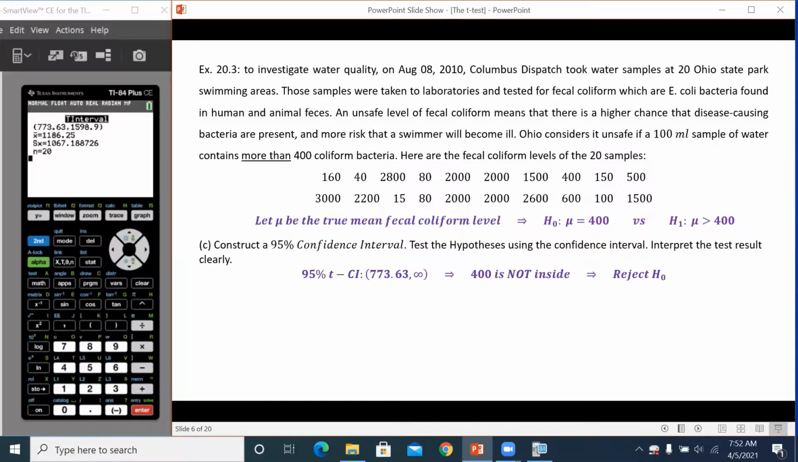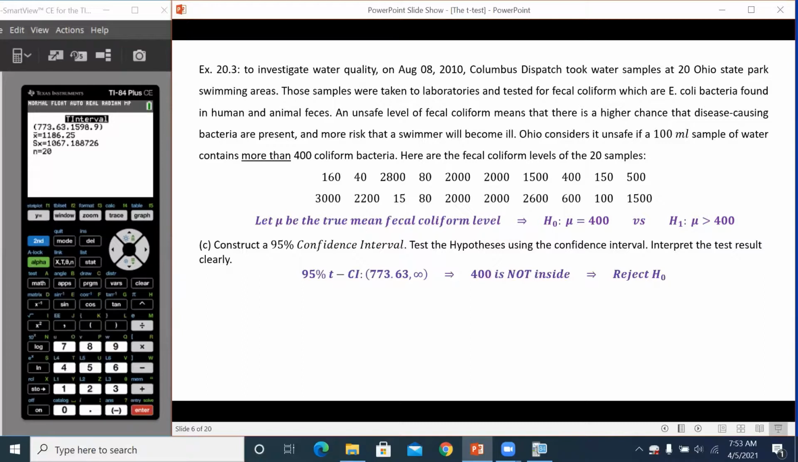This should make sense. The entire confidence interval is greater than 400. In fact, the confidence interval is an interval estimate on the population mean. So there is absolutely no way we can think that the mean could be 400 by looking at this confidence interval. Clearly, the true mean should be greater than 400 according to the confidence interval.